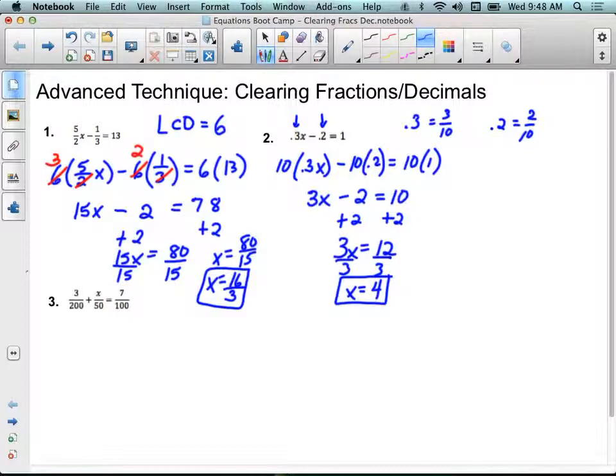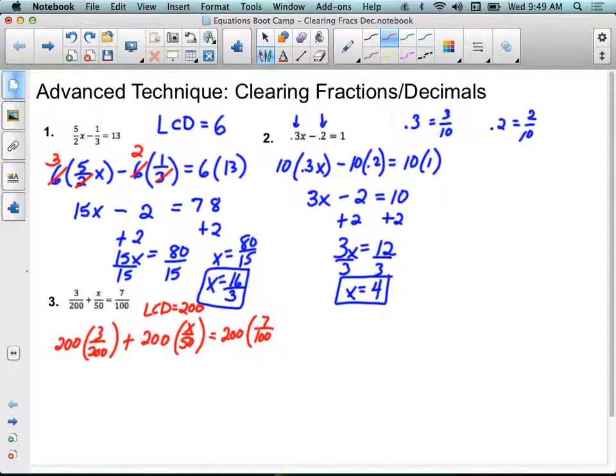Let's take a look at number 3. These numbers are a little larger, but they're not any more difficult. We want to first find the least common denominator for equation number 3. I see a 200, a 50, and a 100. I'm recognizing that all of those numbers go into 200, so that's going to be my LCD. So I'll multiply each term by 200. 200 times x over 50 equals 200 times 7 over 100. And now I can do some cross-canceling.